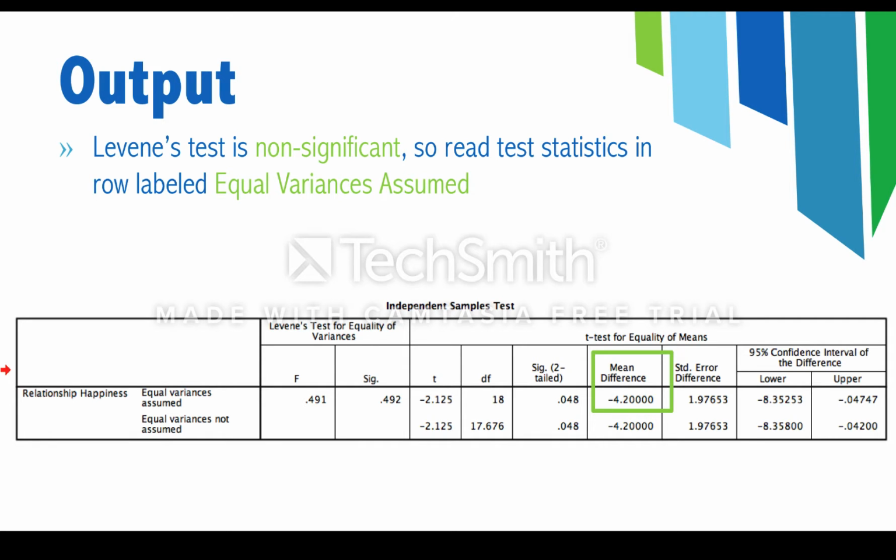So now we can establish that the mean relationship happiness score after reading Marie Claire is 4.20 higher than after reading Women Are From Venus and Men Are From Mars. However, I also want to make sure I report a measure of variability of the mean difference. And I can do that with the standard error of the mean difference. So that is 1.97653, and I would round that up to 1.98.